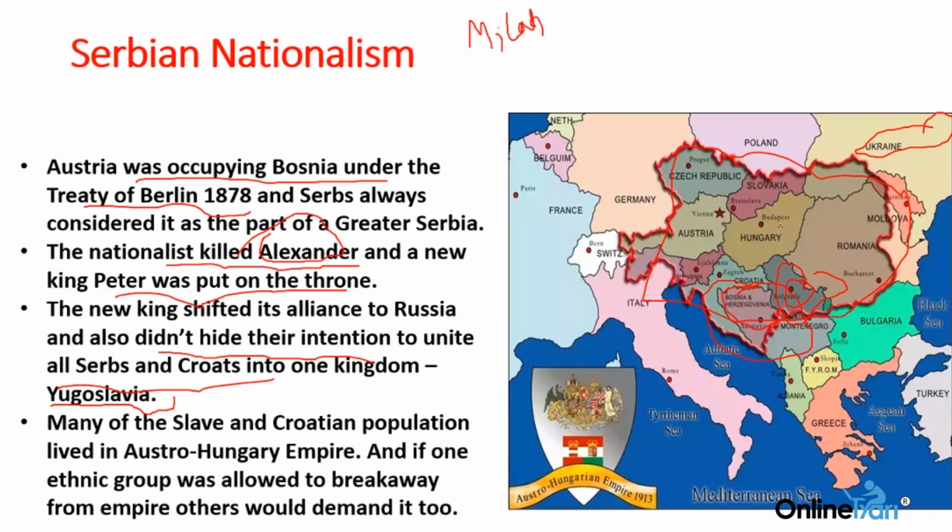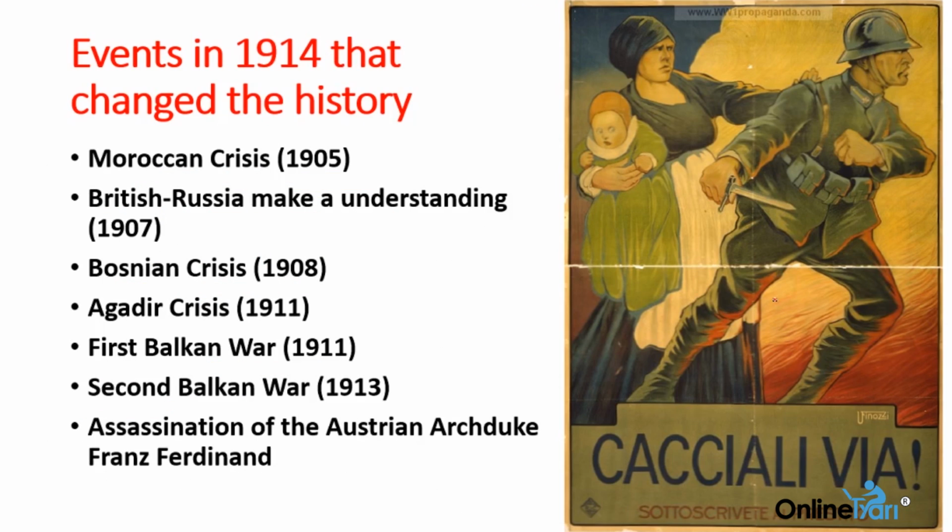As I have already told you, the Austro-Hungarian Empire consisted of so many nationalities that it was difficult to rule, and they always feared that if Serbia becomes free, then other parts of that empire would also demand a separate state for themselves. So that's why they always wanted to crush any Serbian nationalism. So that was this. You have seen the world.